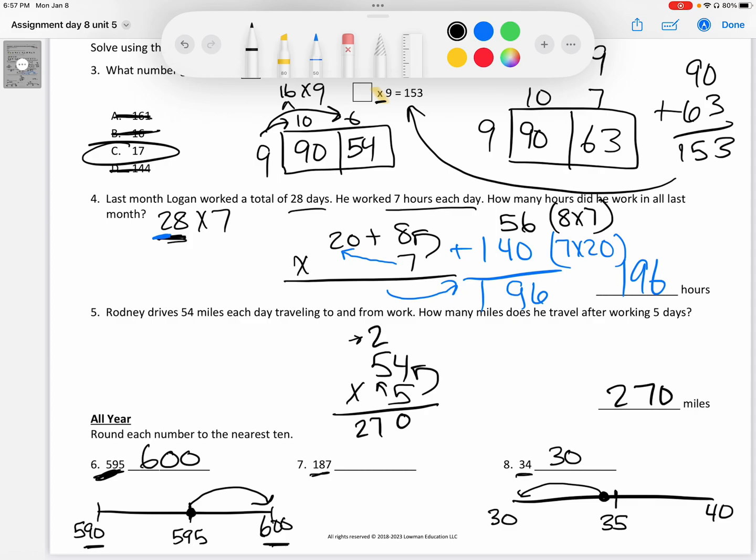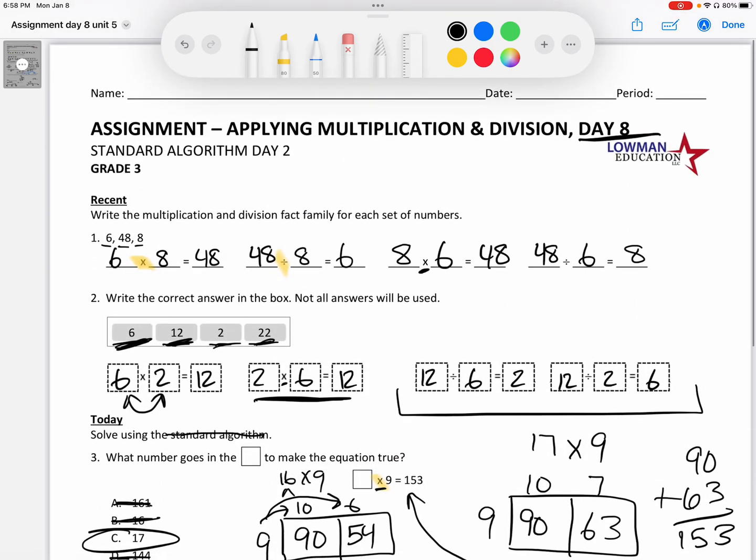IXL Section T. If you have access to the internet and you want your child to practice, IXL Section T has a lot of good 2-digit by 1-digit multiplication problems in it to practice. And IXL Section U is the division section. So if you want your kid to practice more with some division problems, because we can always use more practice there, IXL Section U is a good place to do that.